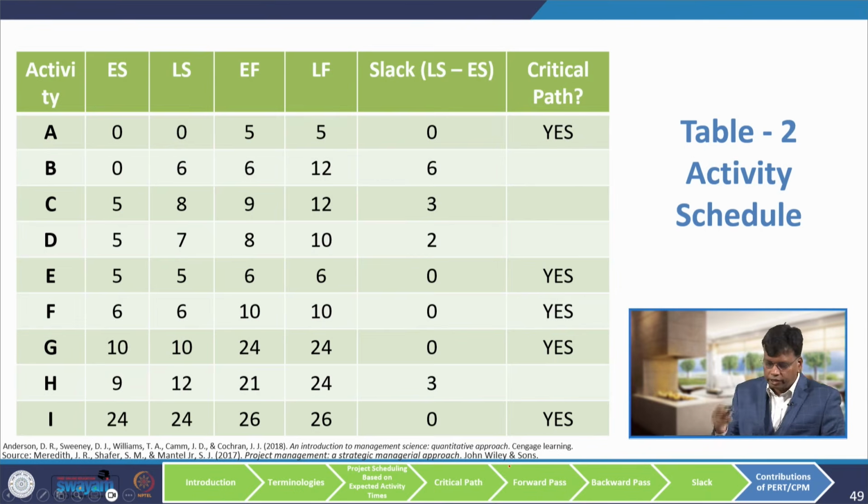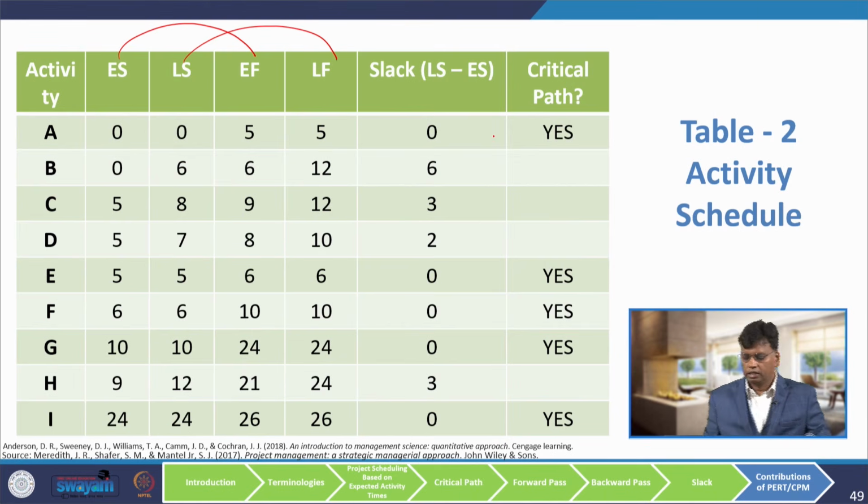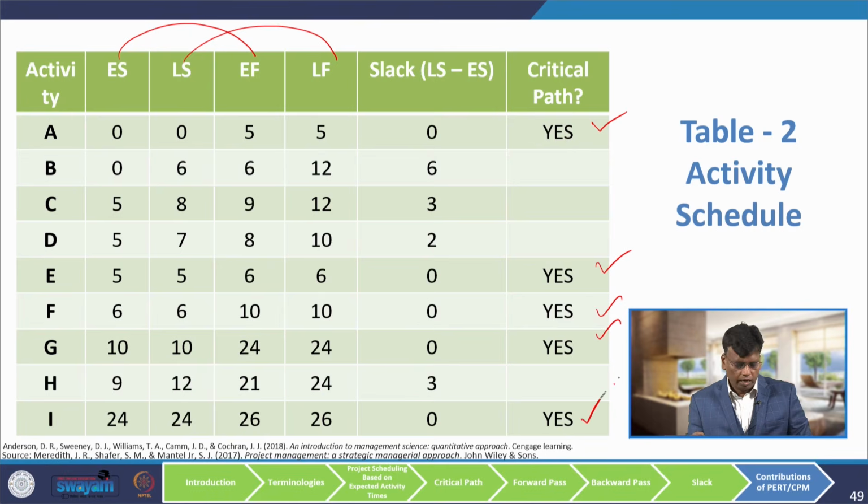So, from the previous table, I have constructed a table: earliest starting time, earliest finishing time, latest start time, latest finishing time, then slack. If it is 0, that is a critical path. So, what is the critical path? A, E, F, G, I.